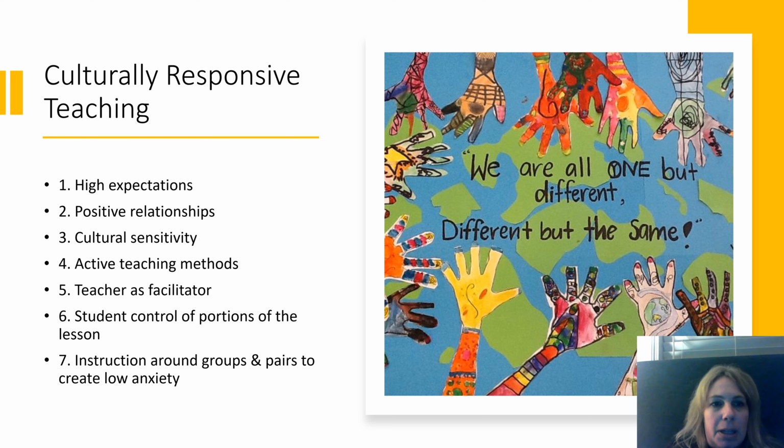And number 4 is active teaching methods. Number 5 is having the teacher as a facilitator. Number 6 is having student control of portions of the lesson. So that's a good way to include students, but to make sure that the teacher is always the facilitator. And number 7 is instruction around groups and pairs to create low anxiety.